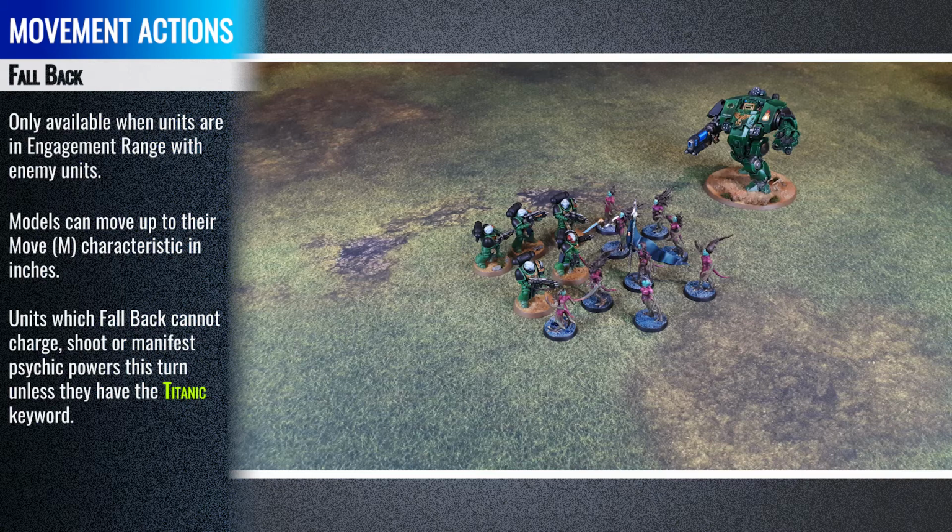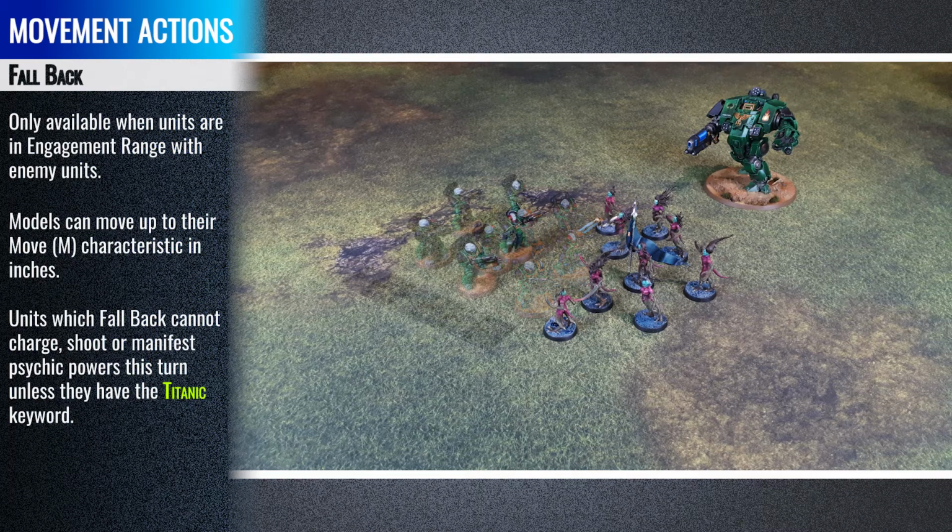Typically, units which fall back cannot manifest powers in the subsequent psychic phase, shoot in the subsequent shooting phase, and declare charges in the subsequent charge phase. In most cases, units use the fallback activation to disengage. The unit which fell back was in a sense tied up.